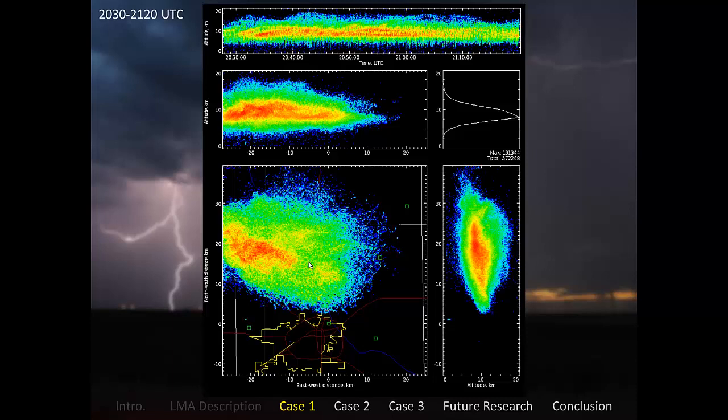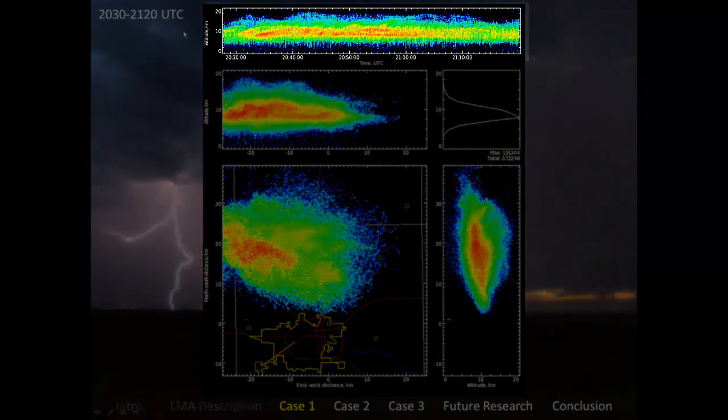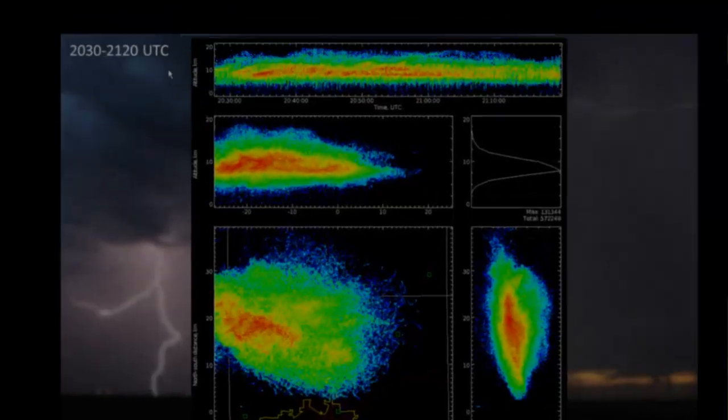So I've changed things up here in this window. We're still looking at the log density plot, but now we're looking at about an hour and a half window, basically 2030 to 21 UTC. And this is where we're starting to see some utility in long time scales of LMA data.